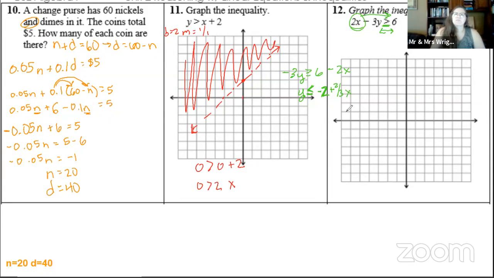Now, this may be in a different order, but we can still identify the m and the b. The b in this case is the constant, so b is negative 2, and m in this case is the coefficient before the variable. So m is a positive 2/3. So b is negative 2 right here. And we're going to go up 2 and over 3.